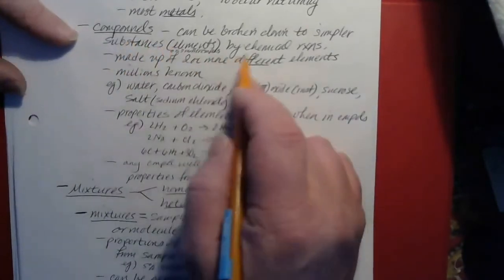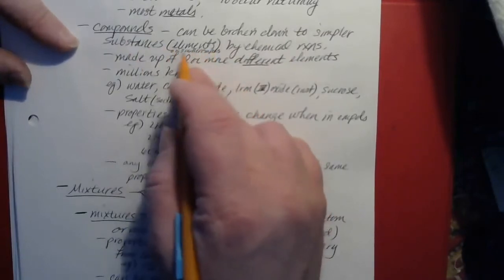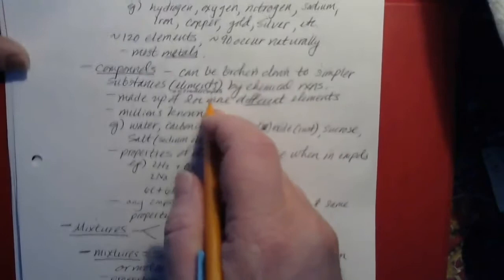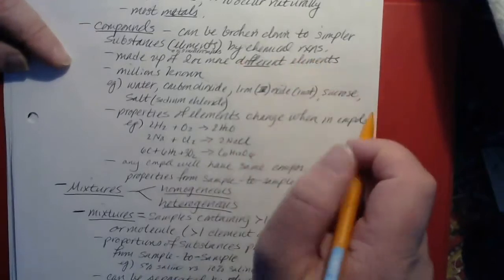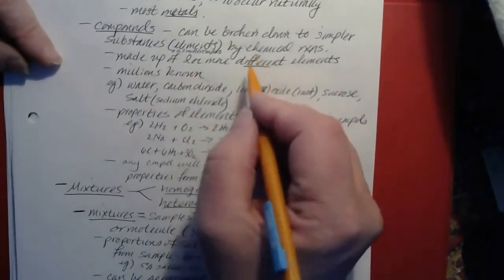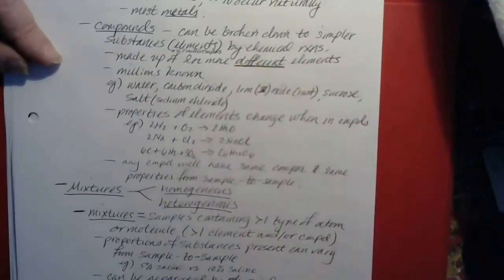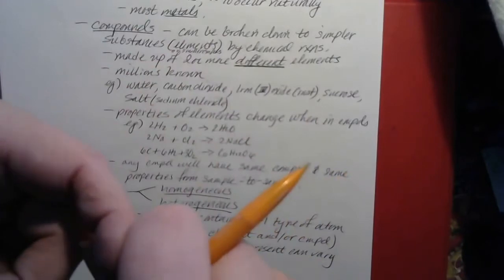Okay, compounds can be broken down through chemical reactions into simpler substances, i.e. elements or smaller molecules or smaller compounds. A compound is made up of two or more different elements, and that part is important. The elements have to be different in order for it to be a compound. If you have, say, two atoms of an element bonded to each other, and it's the same element for both of the atoms, then it's still an element, not a compound.